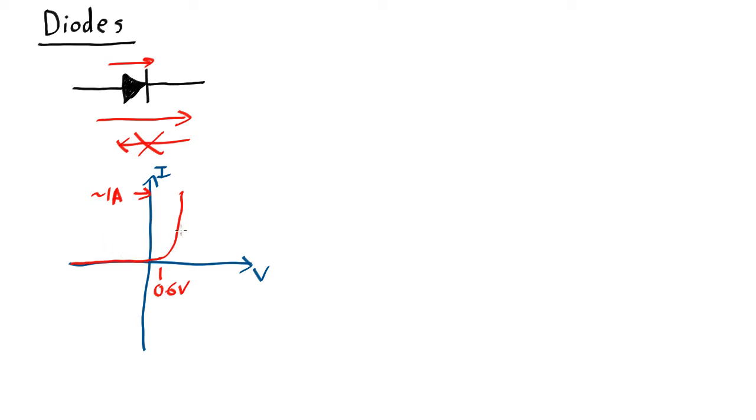This is what I mean by a one-way valve for current. Current can go this way, but not this way. Note, this is conventional current. The actual electrons are going the other way around.